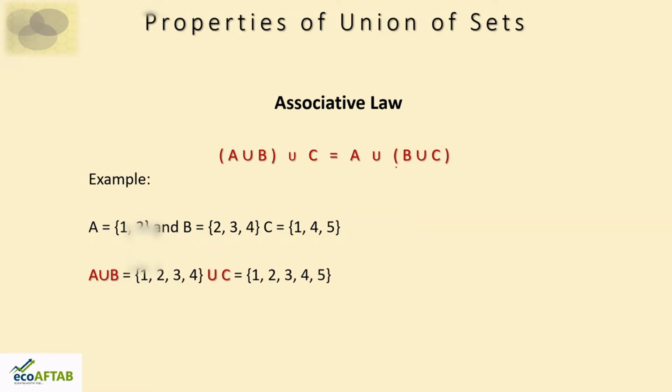A union B union C comes 1, 2, 3, 4, 5. Similarly, B union C union A is 1, 2, 3, 4, 5. Both the sets are the same, and that is the associative property of sets.